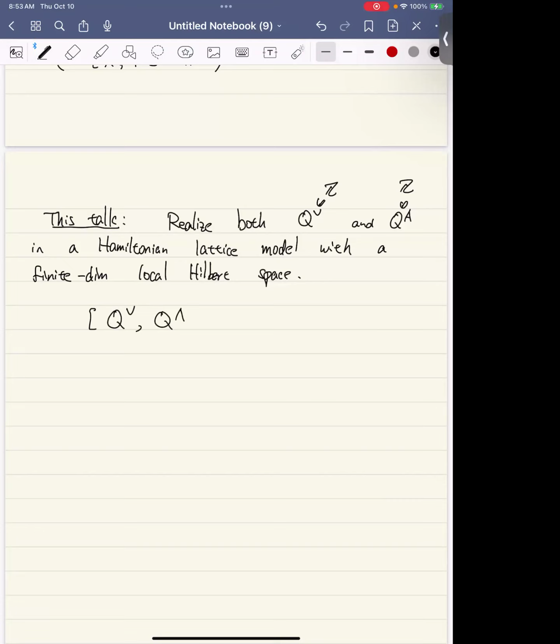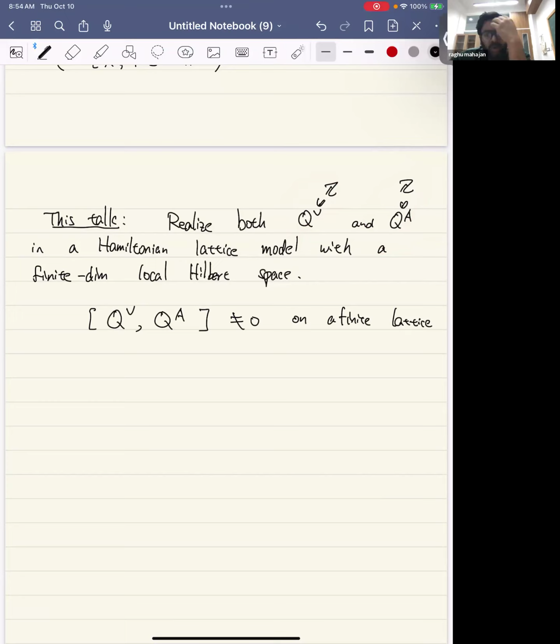And what we will give up at the end of the day is that these two charges on the lattice don't commute. But the generators for the vector and the axial symmetries exist exactly on the lattice.